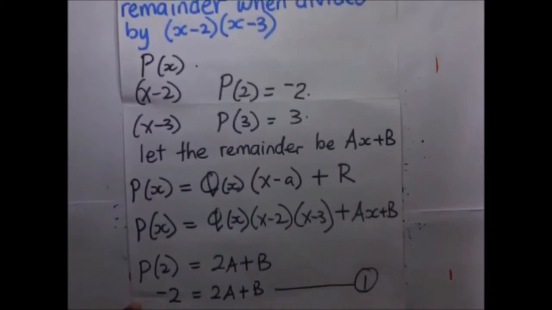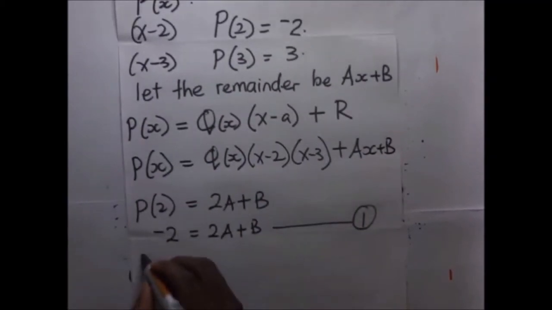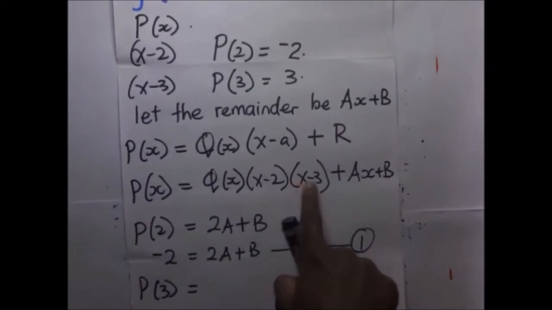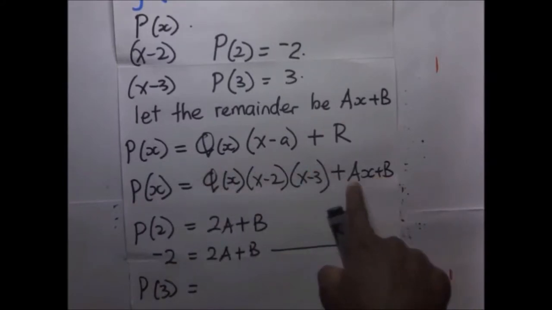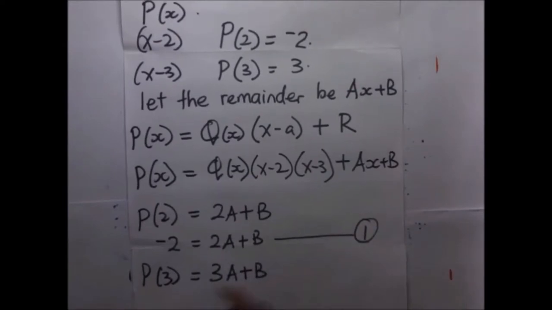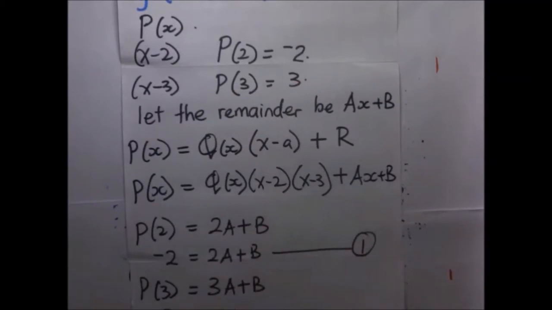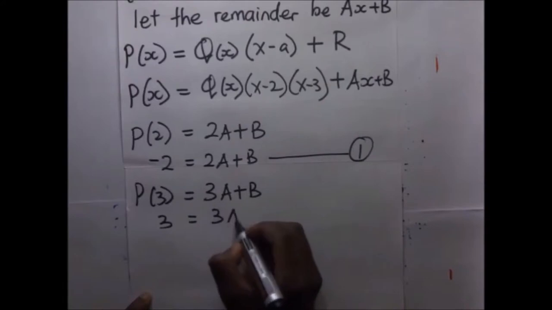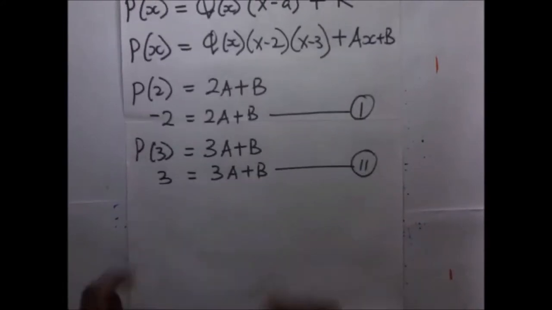Now we do the same for when the value of x is 3. P of 3 is going to be equal to, when we feed in 3 here, 3 minus 3 is going to be 0, so this whole term will die and we remain only with 3a plus b. Remember, P of 3 is 3, so 3 is going to give us 3a plus b. That's our second equation.